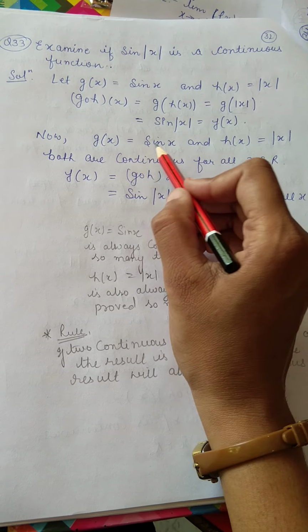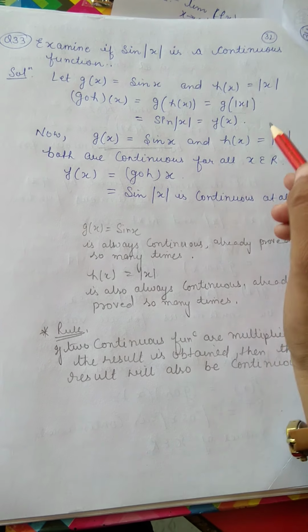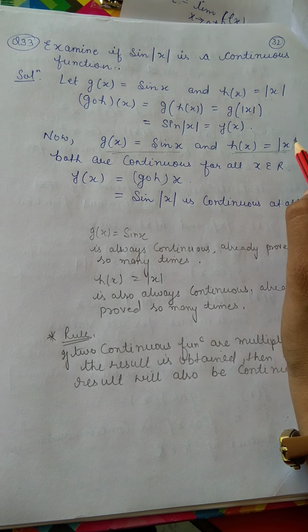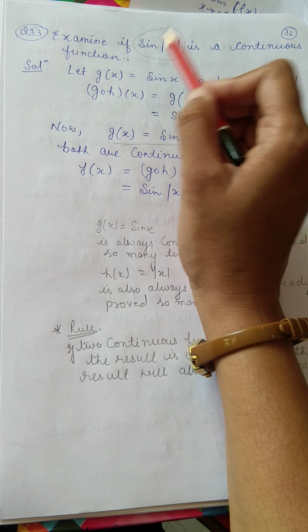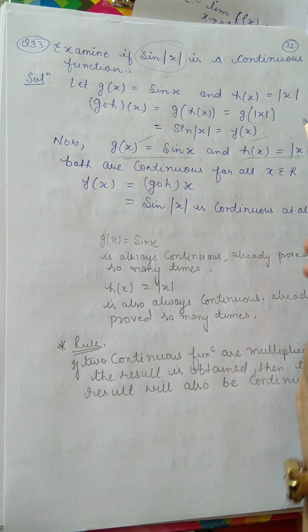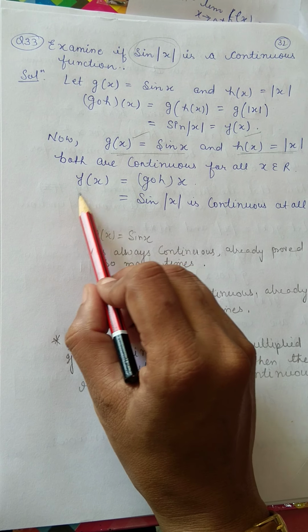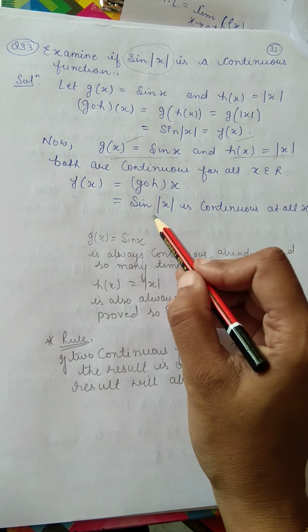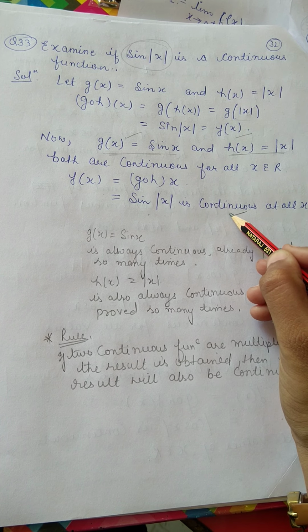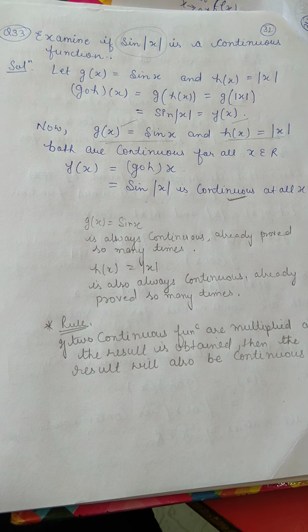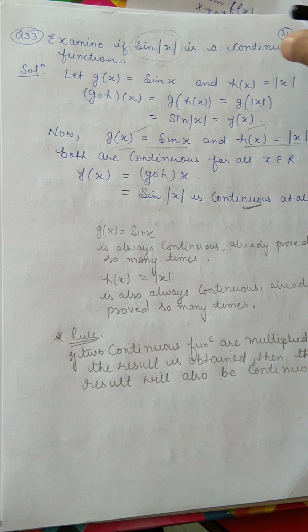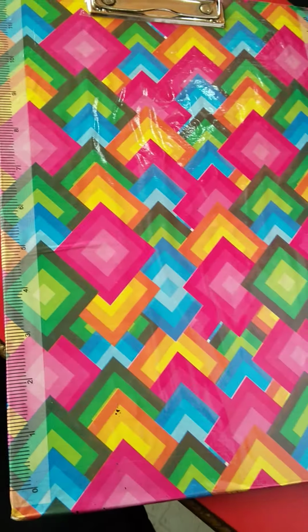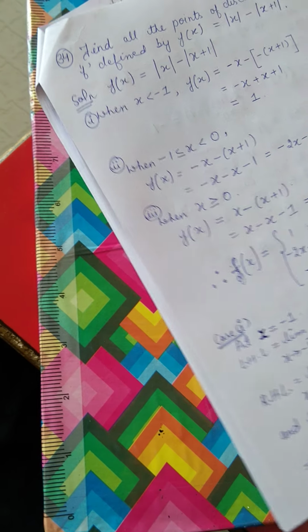अब देखिए आपका sin of g(x) is continuous and this is also continuous, and what is this? This is multiplication of these two. So finally we can write that f(x) is equal to g of h of x is equal to this, a continuous function. Hope this part is clear to you बच्चे. Now I am moving to your next question, and that question is question number 34.